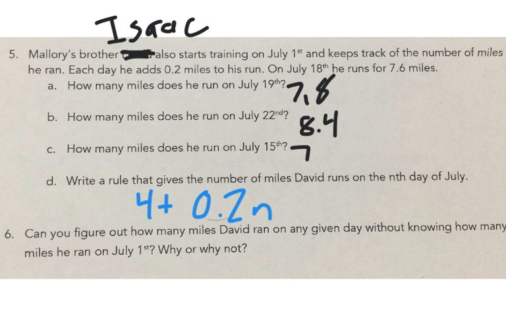We'll just do them all at once. Can you figure out how many miles he ran any day without knowing how many miles he ran on July 1st? Well, we couldn't yet. The way we did it was we figured out how many he did run on July 1st. Let's come back to that.